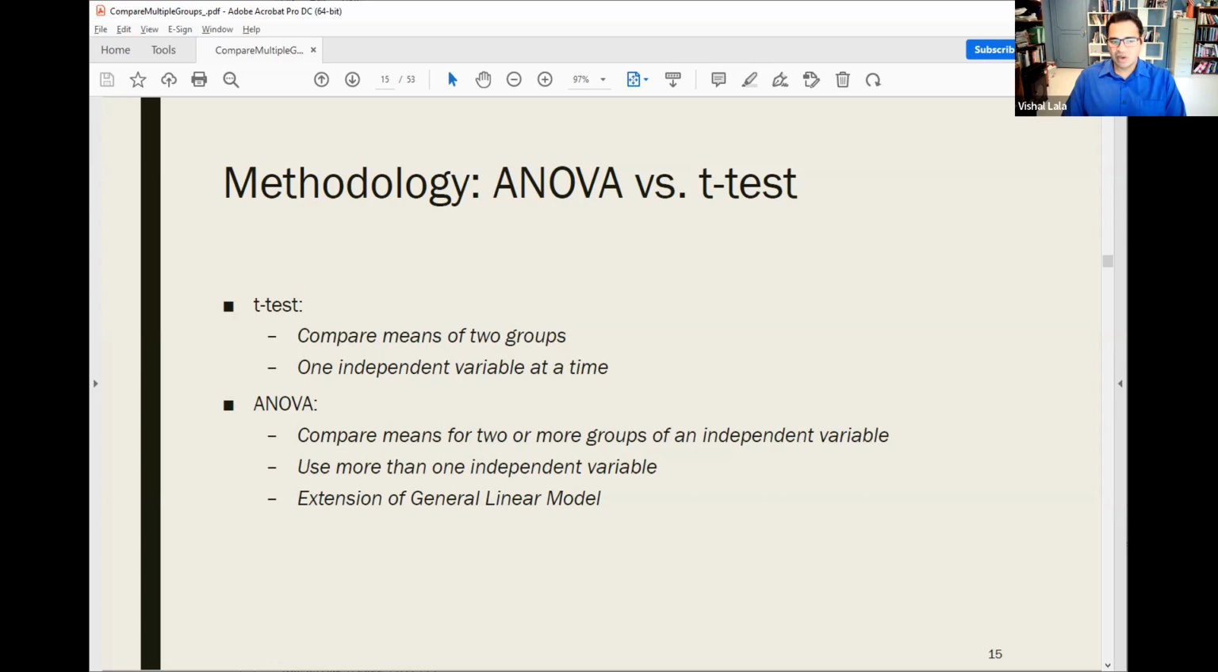Now, an ANOVA can be used for many more applications than a t-test can be used for. While a t-test places a limitation on how many groups or how many levels a factor can have, an ANOVA does not have that limitation. With an ANOVA, the fixed factor may have more than two groups. Furthermore, an ANOVA can accommodate more than one factor simultaneously. It is an extension of the general linear model.